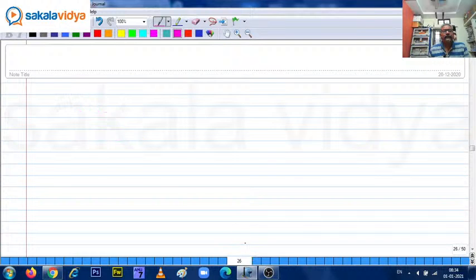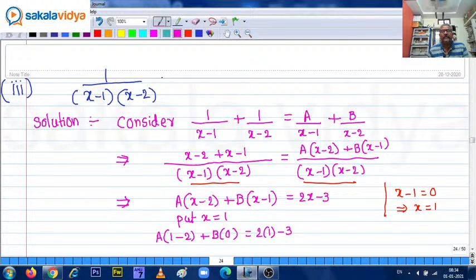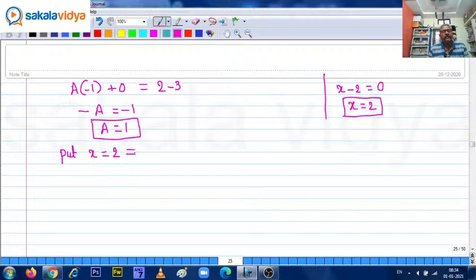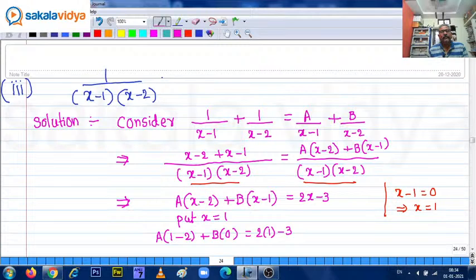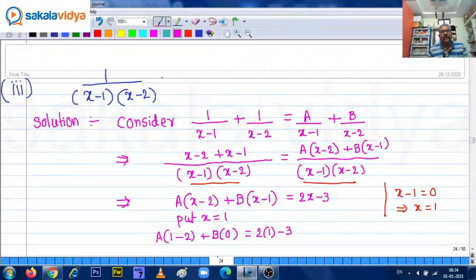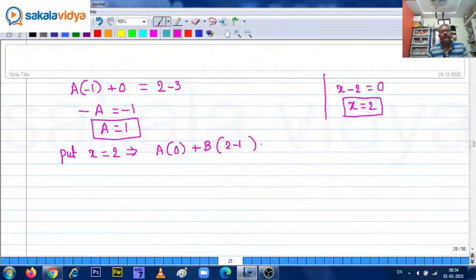Next, what shall we do here? This time we need to suppress the x minus 2 factor. So x minus 2 is equated to 0, and we get x equals to 2. Now put x is equal to 2. Going back to the previous page, a times x minus 2 is 0, plus b times 2 minus 1 equals to 1. So 0 plus b times 1 equals 1. b equals to 1.